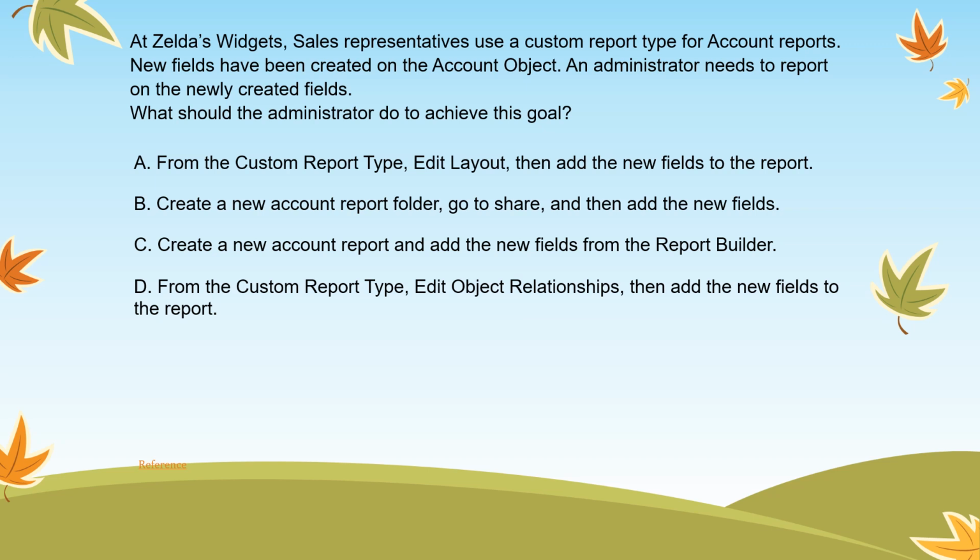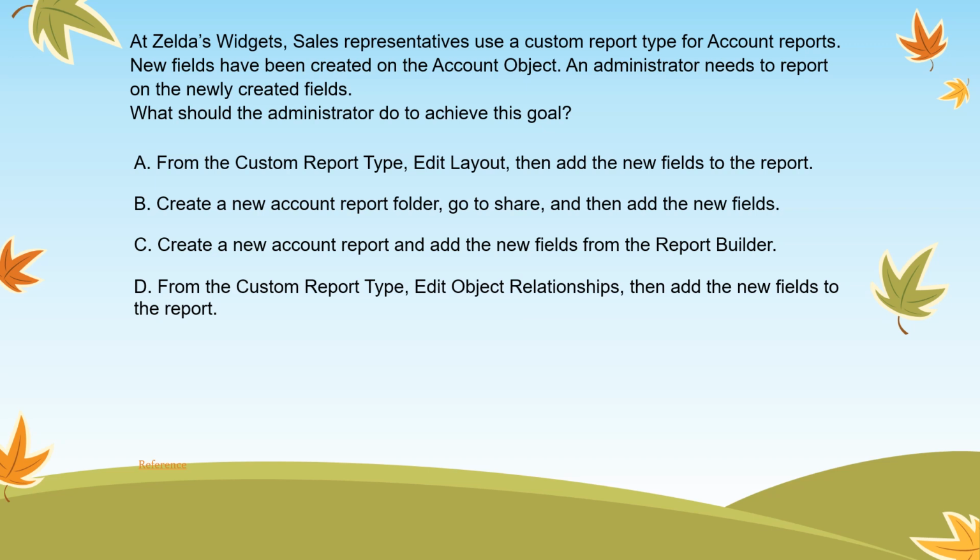So we know we're going to need a custom report type because they're newly created fields, but we can use the pre-made one. From the custom report type, edit the layout, and then add the new fields to the report, because we don't want to edit the objects and relationships like in D. So they're adding extra things. It sounds like it would be a good answer, but edit objects and relationships is unnecessary, and you can't do that in the report type.